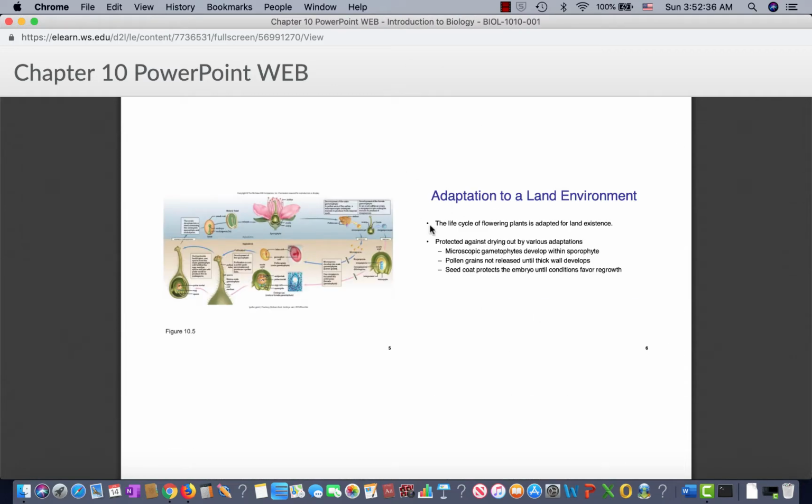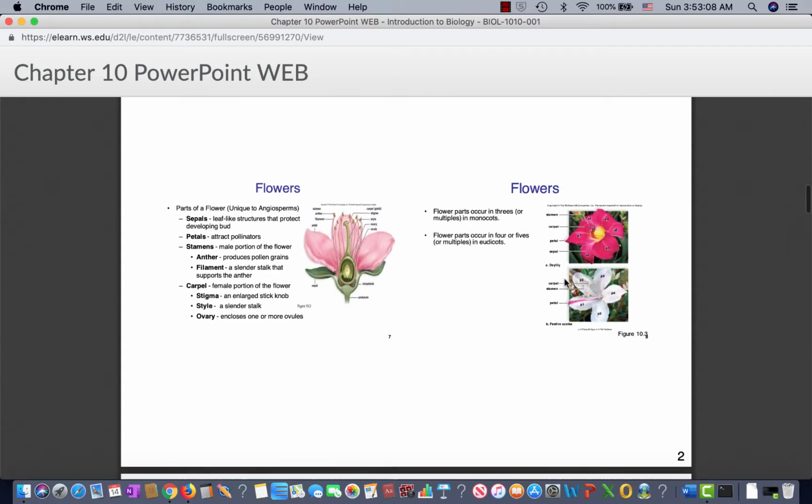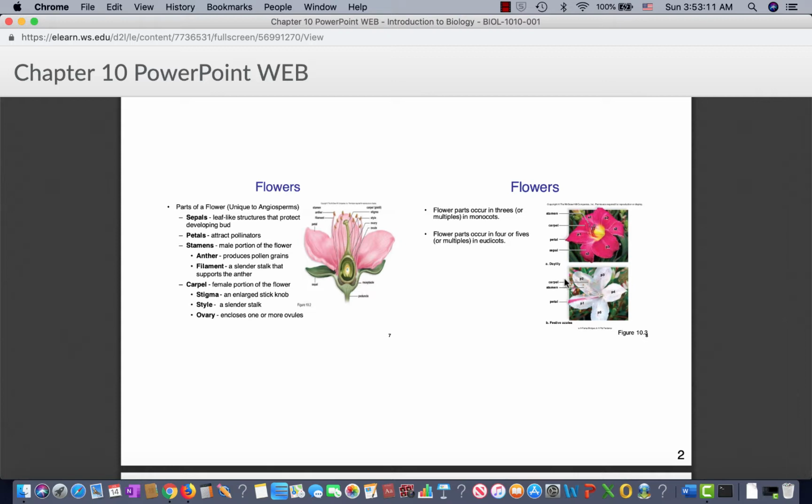Adaptation to land environment. So the life cycle for flowering plants is adapted to land existence. And the big thing for that is you have to survive being dried out, because you went from an aqueous environment to land. And yeah, there's water here, but nothing like being immersed in it. So the way you can do this is with the microscopic gametophytes that develop within the sporophyte. The pollen grains are not released until a thick wall develops, and the seed coat protects the embryo until conditions favor growth. So part of this adaptation to land is using flowers.